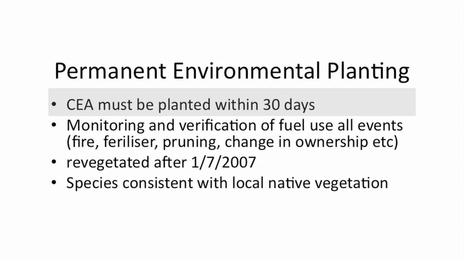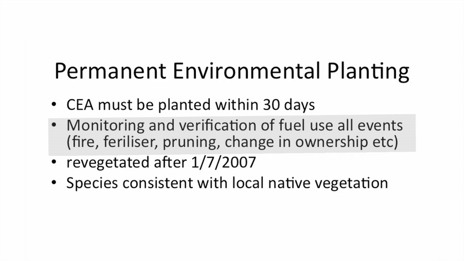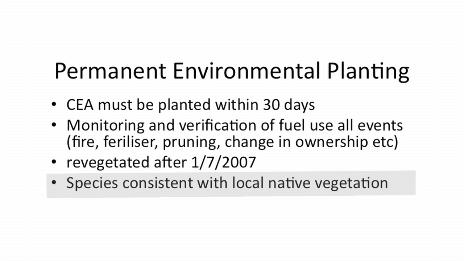So when you're looking at doing these, and particularly for CMAs or natural resource management agencies or environmental managers, there are considerations when you're going into planting. You have to look at each area and plant it over a period of time. You have to look at things like what aspect, slope and soil type is occurring, because that creates a CEA. You need to monitor or verify fuel use and all events such as any fire event, fertiliser, pruning, change in ownership, etc. And you have to have species that are consistent with the local native vegetation. So you've got to plant things that are basically ticked off by the CMA or the landcare group, looking at the trees that are common or native to that area. There's a whole heap of other things in there that I won't go into.